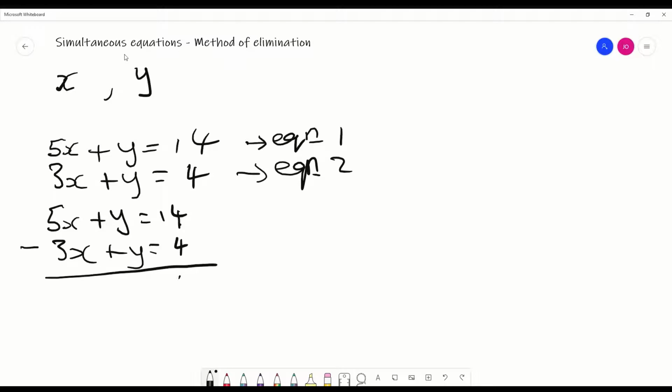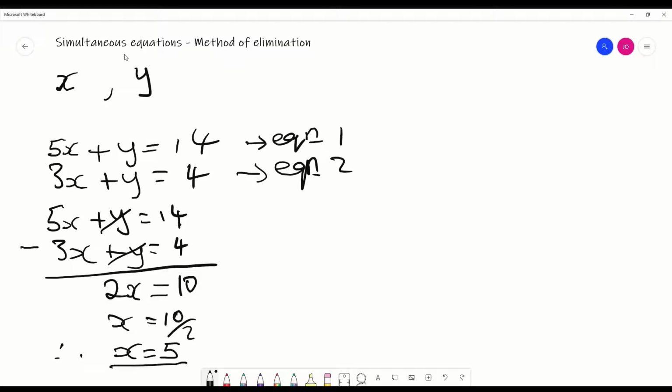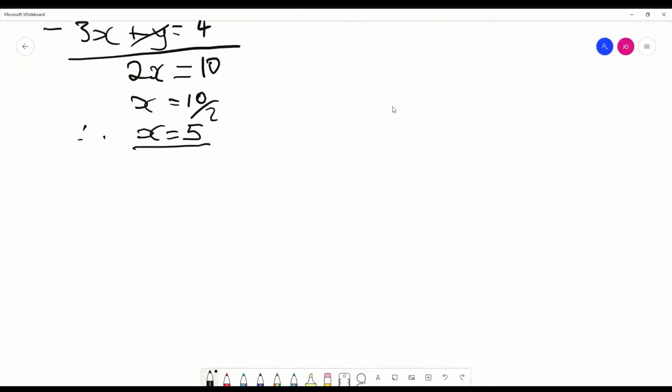14 take out 4 gives us 10, and we have to bring the equal sign down. And y, take out y, in this case, it cancels out. Then 5x, take out 3x, gives us 2x. So we've been able to eliminate y from the equation. And then we have 2x is equals 10. x would give us 10 over 2. Therefore, x is equals 5. That's really quick. Now we know the value of x.